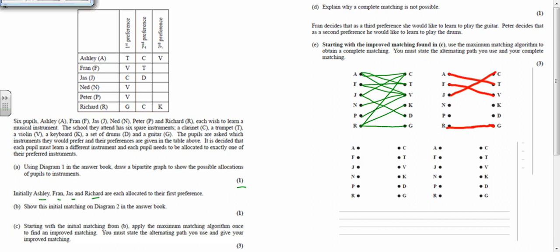There you go, another easy mark. Starting with the initial matching from B, apply the maximum matching algorithm. Once you find an improved matching, you must state your alternating path.